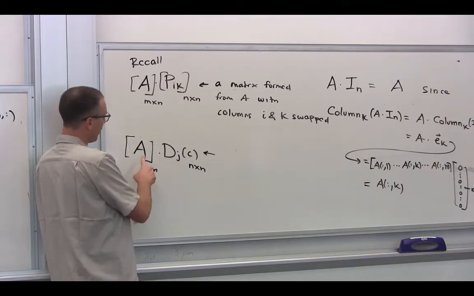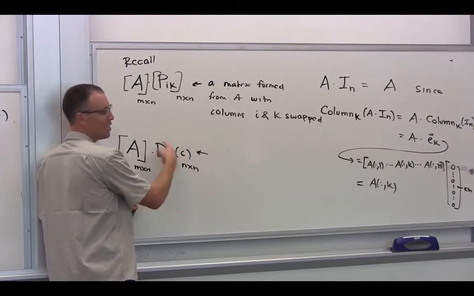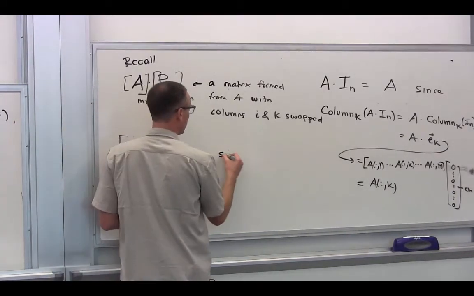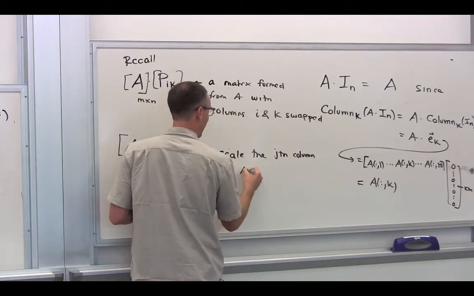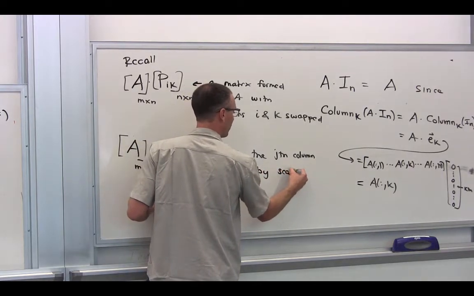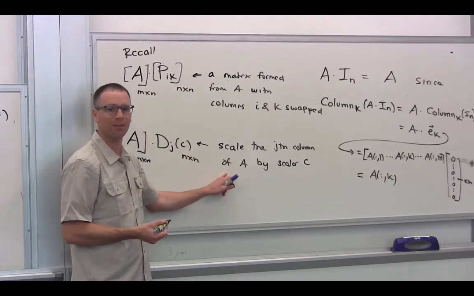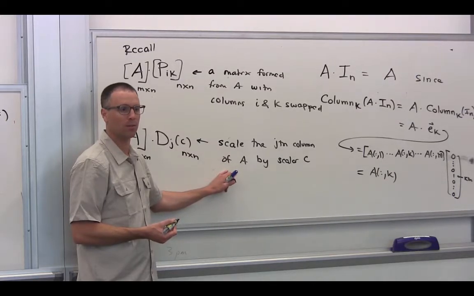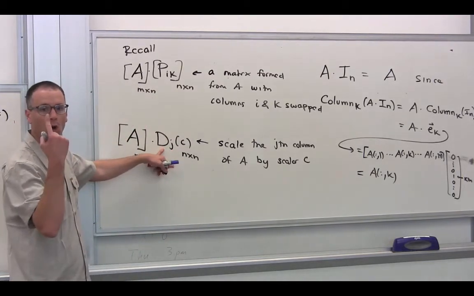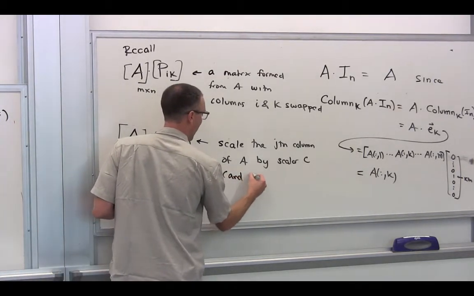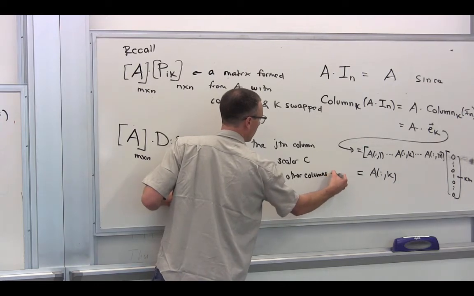So what did this operation do when I took A and I multiplied on the right by D_j of c, the dilation matrix whose jth entry was equal to c and everything else was 1? Scale the jth column of A by scalar c. If I don't write what I do to the rest of the columns, what's the claim? Don't do anything, right? And you would know that because the other main diagonal entries of this thing are all 1. And leave all other columns the same.